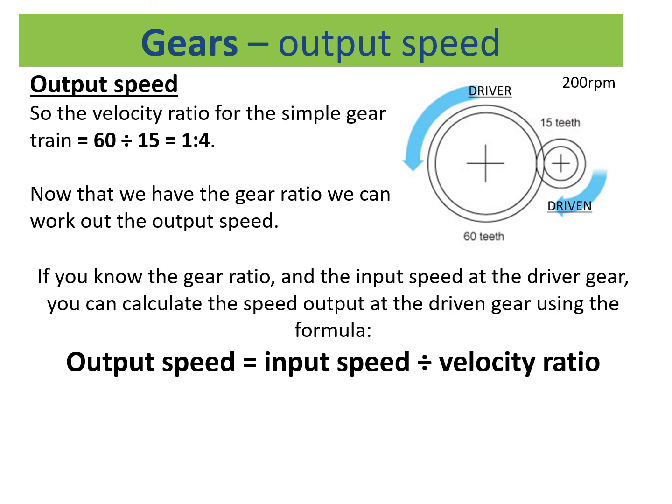The calculation for this is output speed equals input speed divided by velocity ratio. We need to calculate the velocity ratio first. The velocity ratio is 60 divided by 15, meaning that it moves at a rate of 1:4. So 4 is our velocity ratio. Our input speed is 200. So we do 200 divided by 4. This would give us an equals of 50 RPM. That would be our output speed.